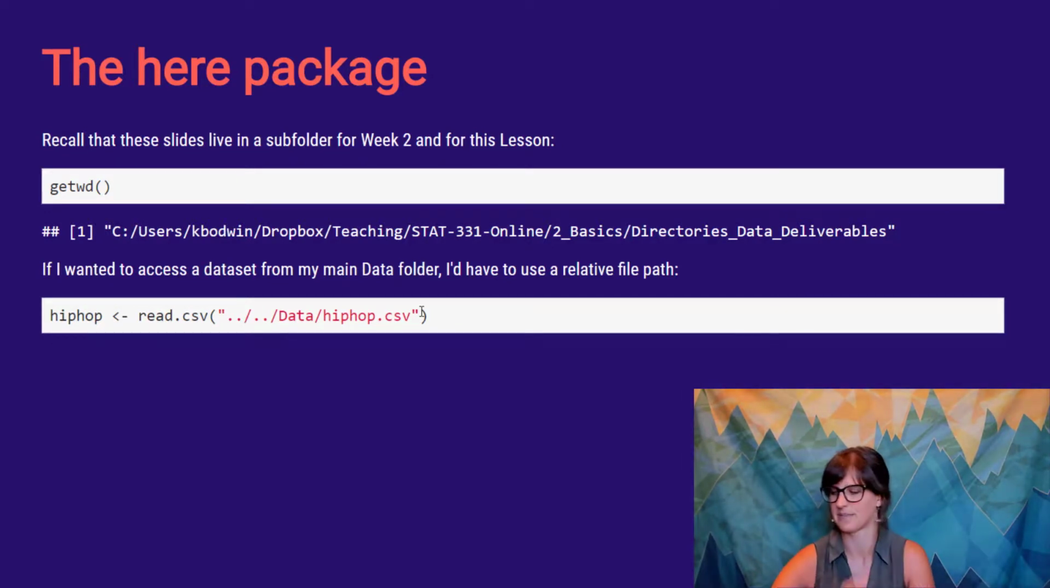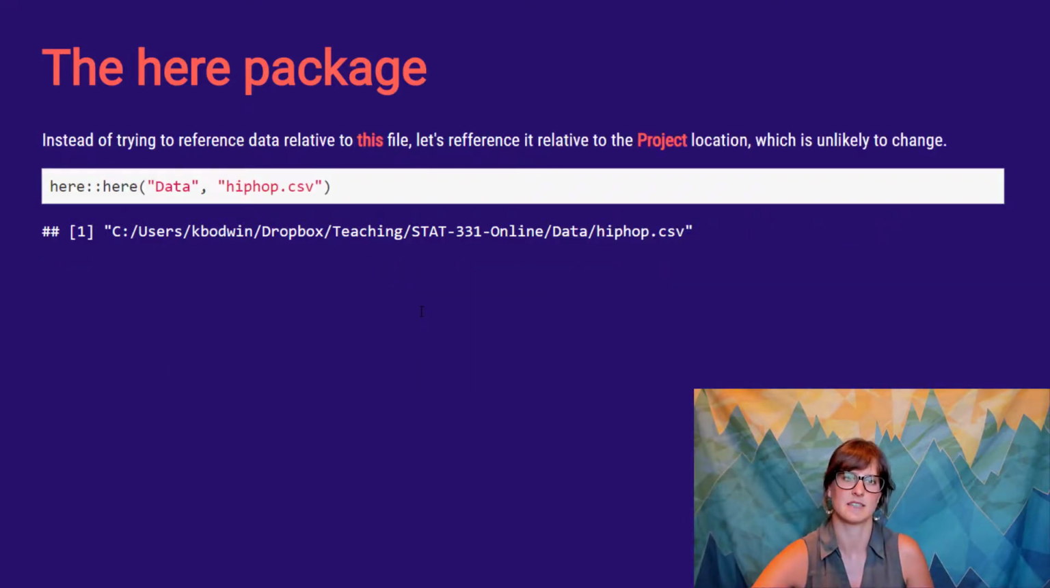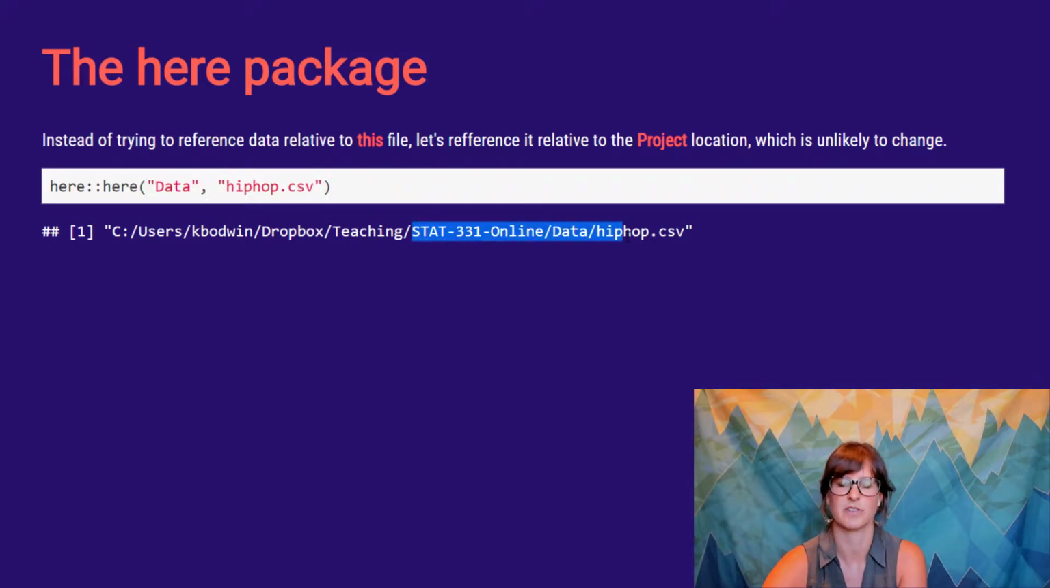So it's not great. So what the here package does is says, let's do everything relative to what I've decided is home base. So instead of referencing the data relative to this file where I'm writing my code, these slides, let's reference it relative to where the project lives. No matter what I'm working on, home base is my project. And so if I say, even within this file, let's go here in the subfolder data and find hip hop, it knows that here is home base, where I have a subfolder of data and a file named hip hop. It's very, very handy.